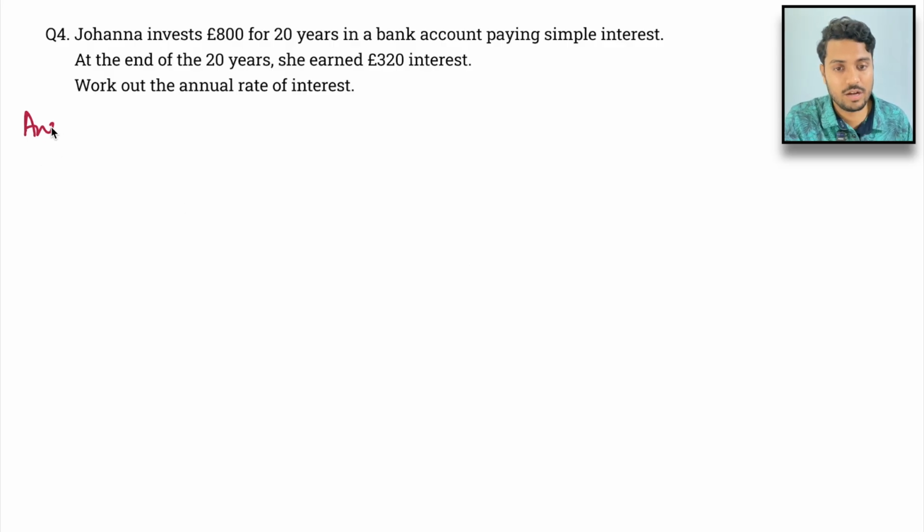Let's try question number 4 now. It says Johanna invests £800 for 20 years in the bank account that is paying simple interest. At the end of 20 years, she earned 320 interest. Work out the annual rate of interest.